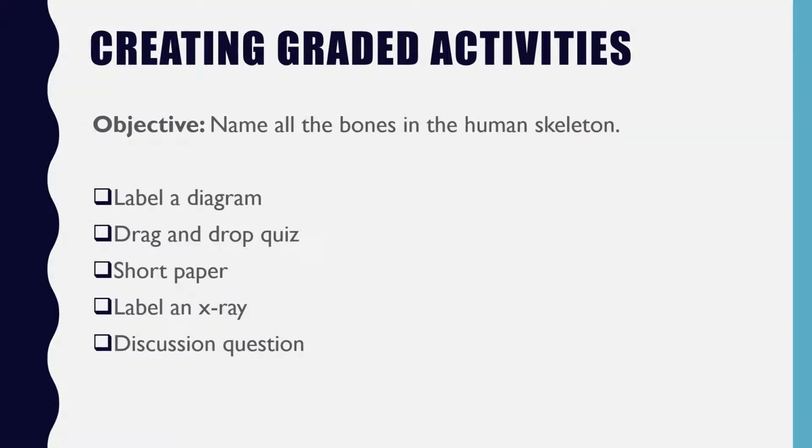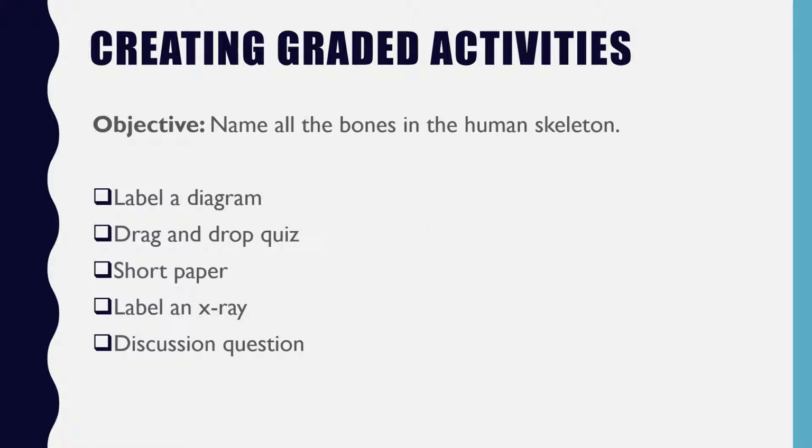The most important things about having learning objectives is that they are specific and measurable. Once you've written your objective, how are your students going to demonstrate what they are able to do, know, or value what you have stated? What graded activity will you create so they can demonstrate it? With our example from earlier, name all the bones in the human skeleton, you can create several different types of graded activities that would allow students to demonstrate their knowledge.